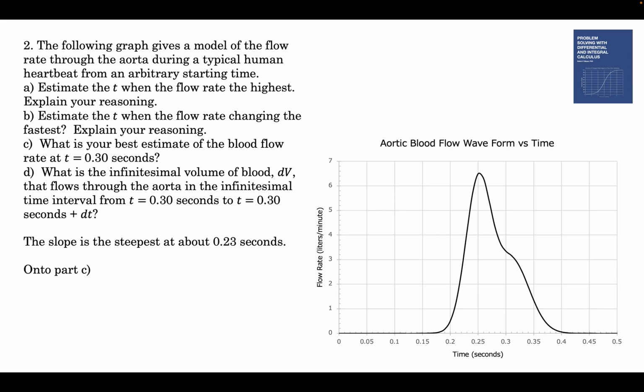So on to part C, the estimate of the blood flow rate at 0.3 seconds. So 0.3 seconds is right here. I've got to read off the horizontal axis. I'm going to put a horizontal line in there to help me do that.